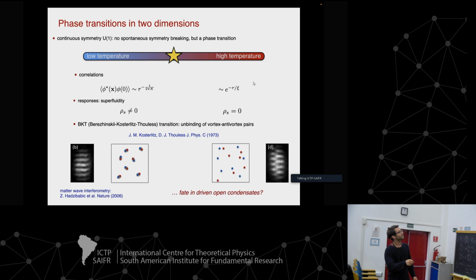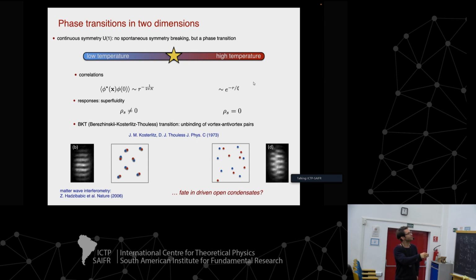Okay. And so, let's look at phase transitions in two-dimensional systems with a phase rotation symmetry U(1). That's what we had in our microscopic workhorse model. And I give you here just the facts. In the low temperature regime of these U(1) symmetric systems, there is no spontaneous symmetry breaking, but a phase transition.